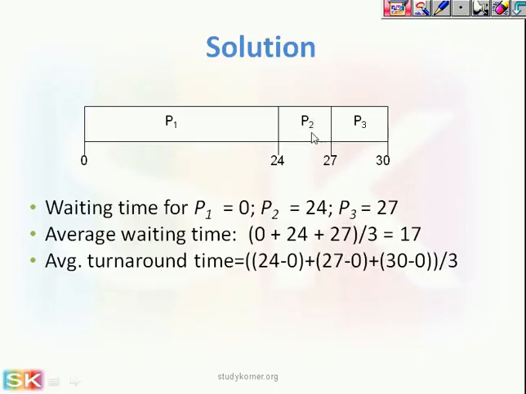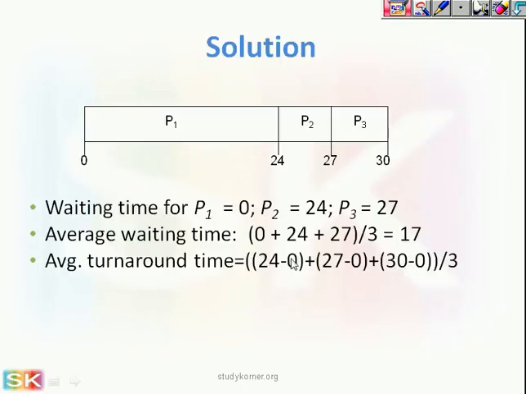So P2 finishes at 27 seconds and it was submitted at time 0. So 27 minus 0 is the turnaround time of process P2. Process P3 is submitted at time 0 and it completes at time 30. So 30 minus 0 is the completion time, turnaround time of process P3.